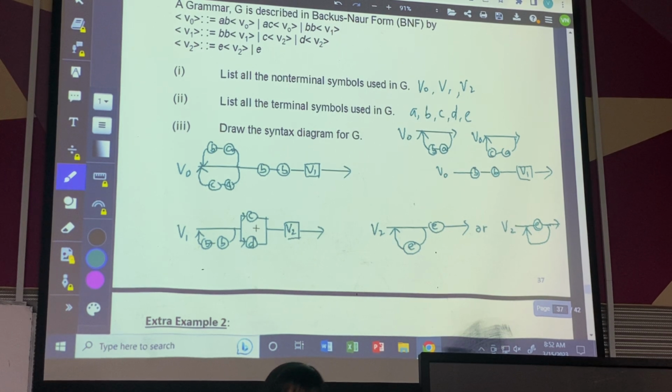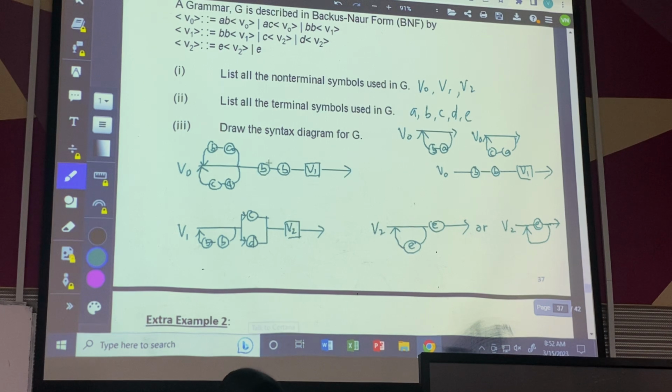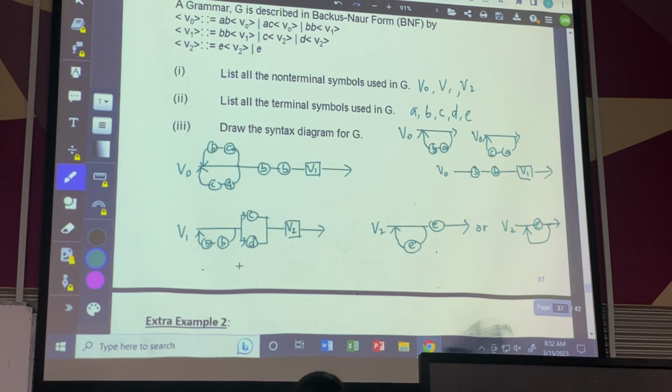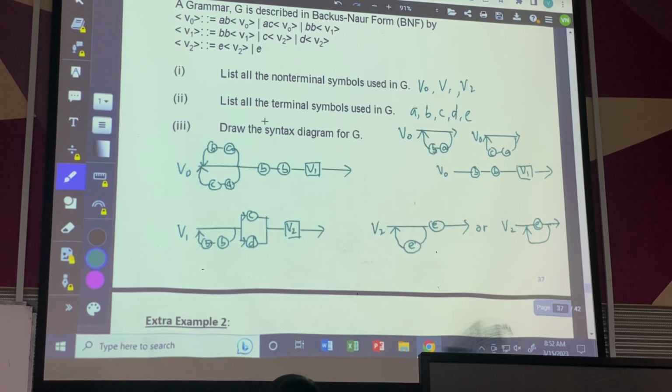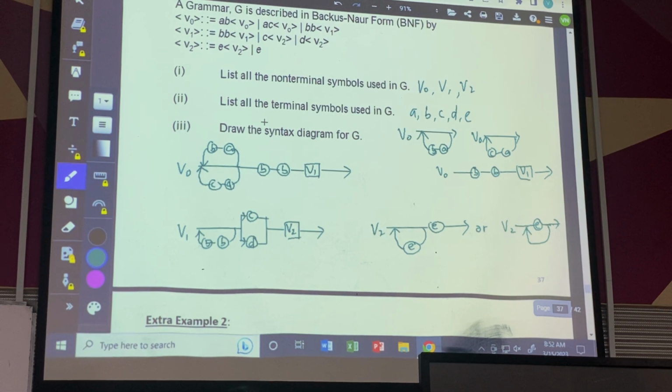Other possible way to draw? So maybe you can have other way to draw, not necessarily must be exactly like this. As long as the flow of the diagram is correct, the substitution is correct, then okay already. Okay?